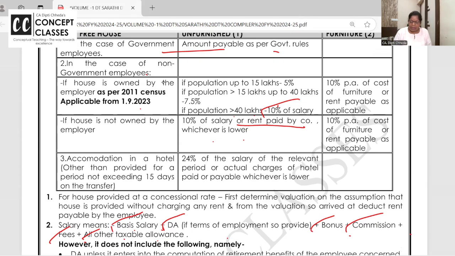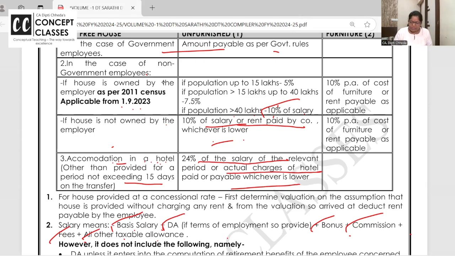If house is owned by employer, then 10% of salary. If house is not owned by employer, then 10% of the salary, or rent paid by the company, whichever is lower. Okay. If accommodation is in a hotel, when some employees are shifting from Hyderabad to say Lucknow, up to 15 days they can stay in a hotel. Beyond that, if the hotel bill is paid by your employer, 24% of the salary or the hotel charge paid, whichever is lower, will be taxable.